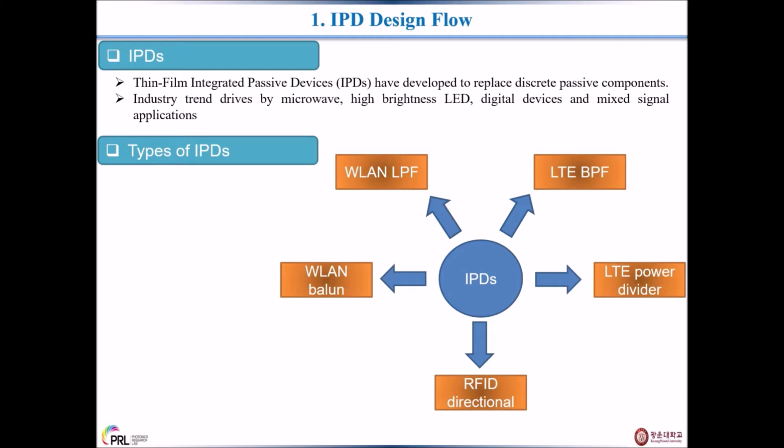They are WLAN low pass filter, LTE band pass filter, WLAN balun, LTE power divider, and RFID directional coupler, mainly used as design and fabrication examples based on the optimization of manufacturing processes. We mainly discuss in this section the topology, circuit diagram, circuit level simulation, and 3D EM simulation. Those are in the next slide.